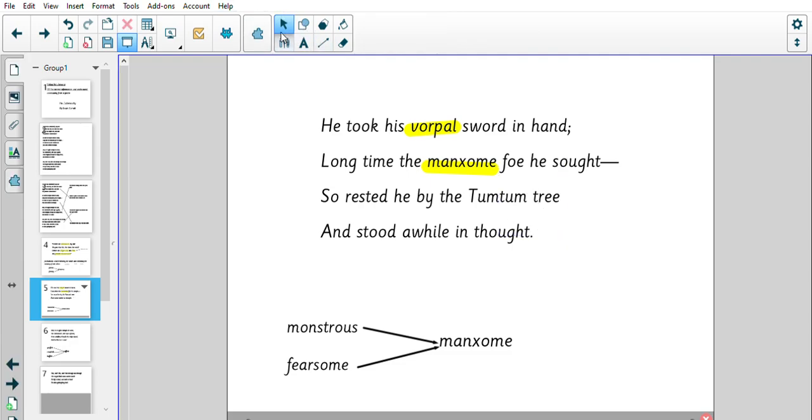There we go. So if I highlight the word foe here, then we're thinking, is it going to be a friendly thing? Is it going to be an enemy? I think it's going to be an enemy, isn't it?